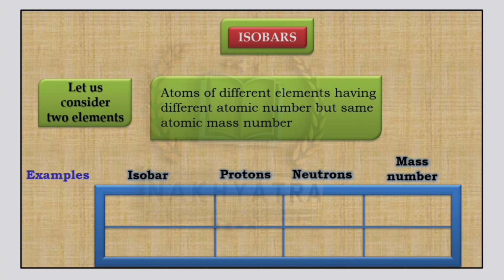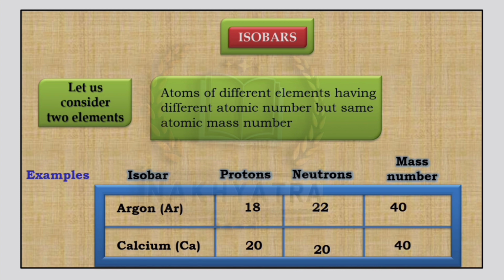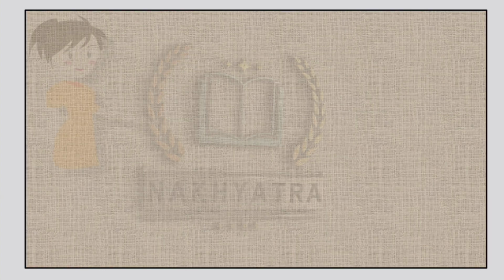Consider two elements, argon and calcium. Argon has 18 protons and calcium has 20 protons. There are 22 neutrons in argon and 20 neutrons in calcium. The mass number of argon is 40 and the mass number of calcium is also 40. So both the mass numbers are the same, that is 40.